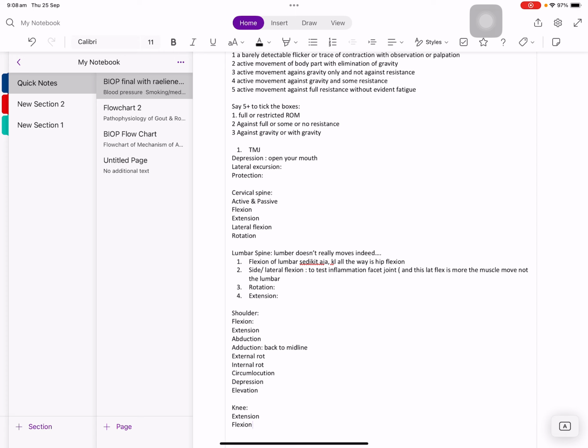Supination. Better extension kan kaki ke depan kan. Terus kalau extension ke belakang kan flexion. Begini ke depan kan? Ini kan probably extension like that. Kalau ini cuma ditekuk aja gini kan.